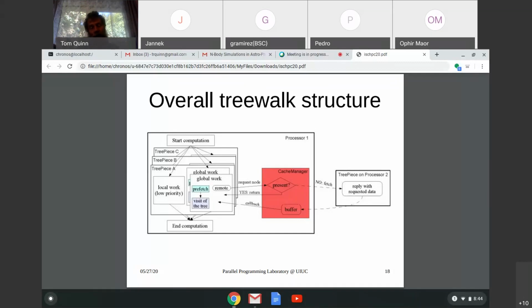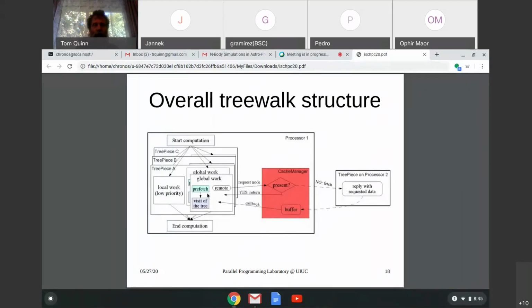And the problem with the remote tree is that you have to go fetch the data. But you're doing both, so there's this overlap. While the global work goes and fetches data, the local work can be actually doing computation. So this is how we have overlap of communication, fetching the remote data, and doing computation on the local.